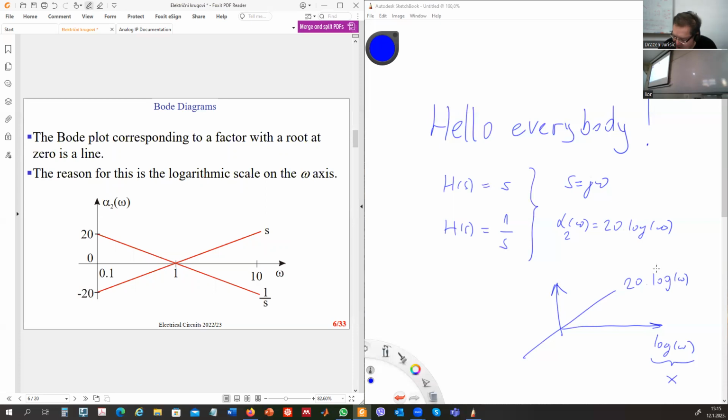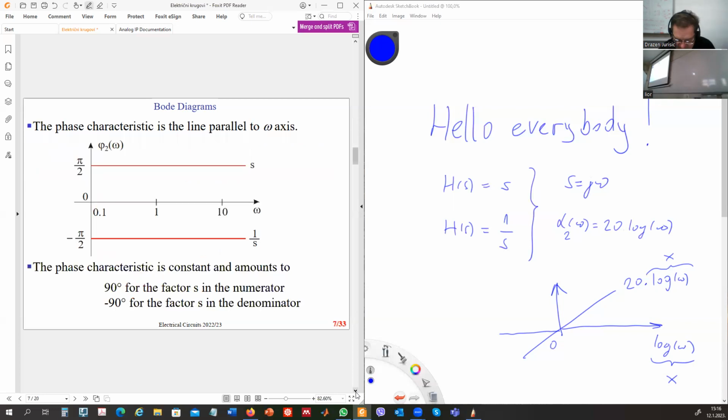If this is 0, then of course it is here 1. So logarithm of 1 is 0. So 20 times x is like this. So you have a slope of 20 decibels per decade. This is a decade, 10 to 1. Okay, this is probably what everybody knows, but it's very important to repeat.